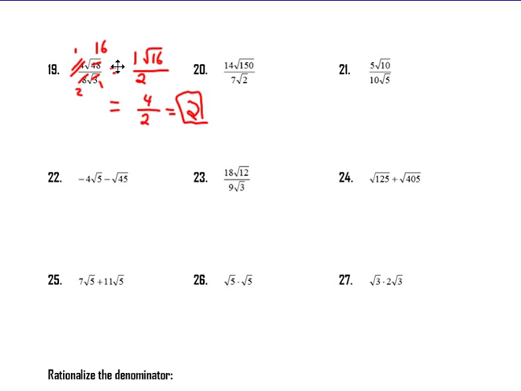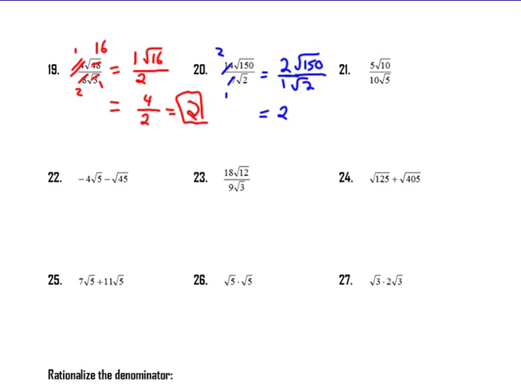Let's take a look at that again for number 20. Number 20, on the outside, I've got 14 can be divided by 7 2 times and 7 divided by 7 once. Let's put an extra step in here. So I've got 2 square root of 150 divided by 1 square root of 2. The 150 and the 2 are both underneath the radical.